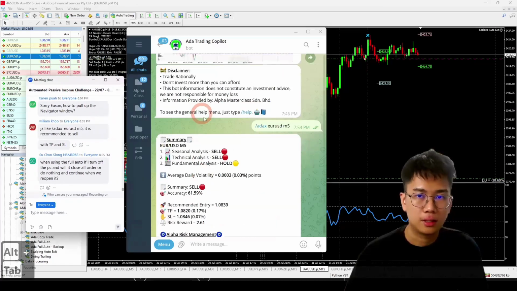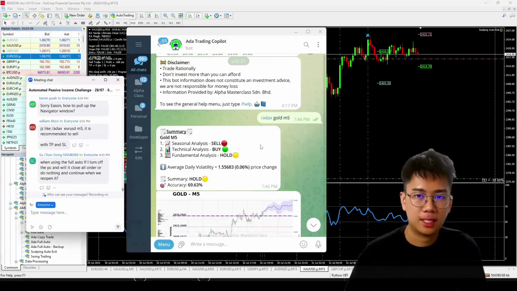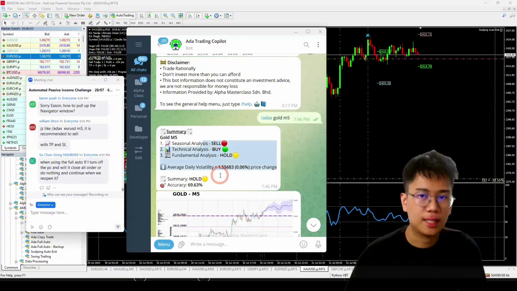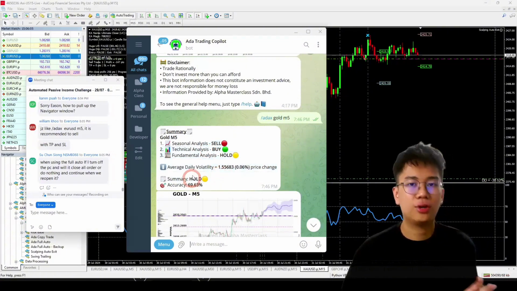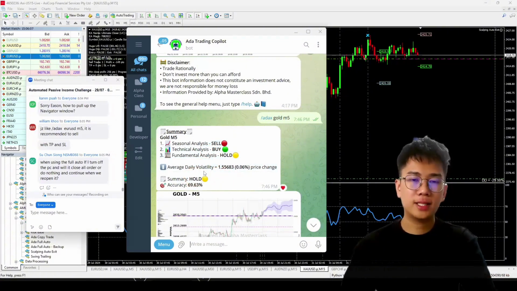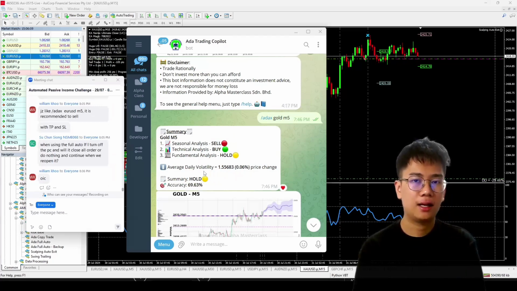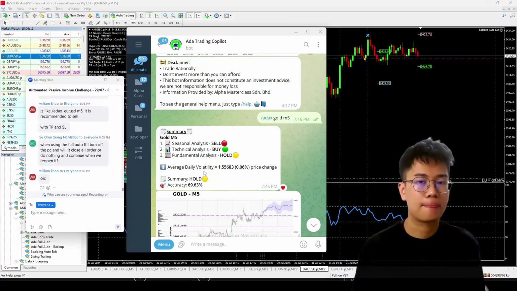So I have just typed ADA X go 5 minutes, and it shows nothing. There is no take profit and stop loss, it shows hold. Hold means don't do anything. Unsure whether to buy or to sell.